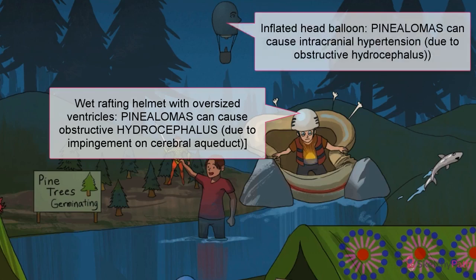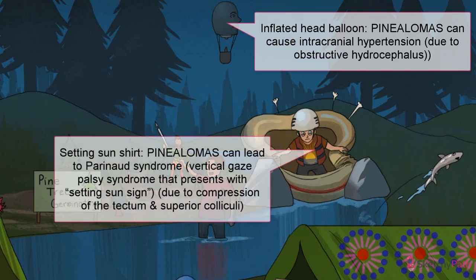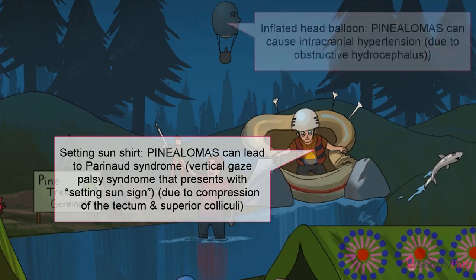Compression of the tectum and superior colliculi on the dorsal aspect of the upper midbrain leads to a constellation of symptoms known as Parinaud syndrome. Yep, the same vertical gaze palsy syndrome caused in the setting sun sign we went over in the hydrocephalus video, when obstructive hydrocephalus involved the aqueduct of Sylvius. Check out that video for more details.